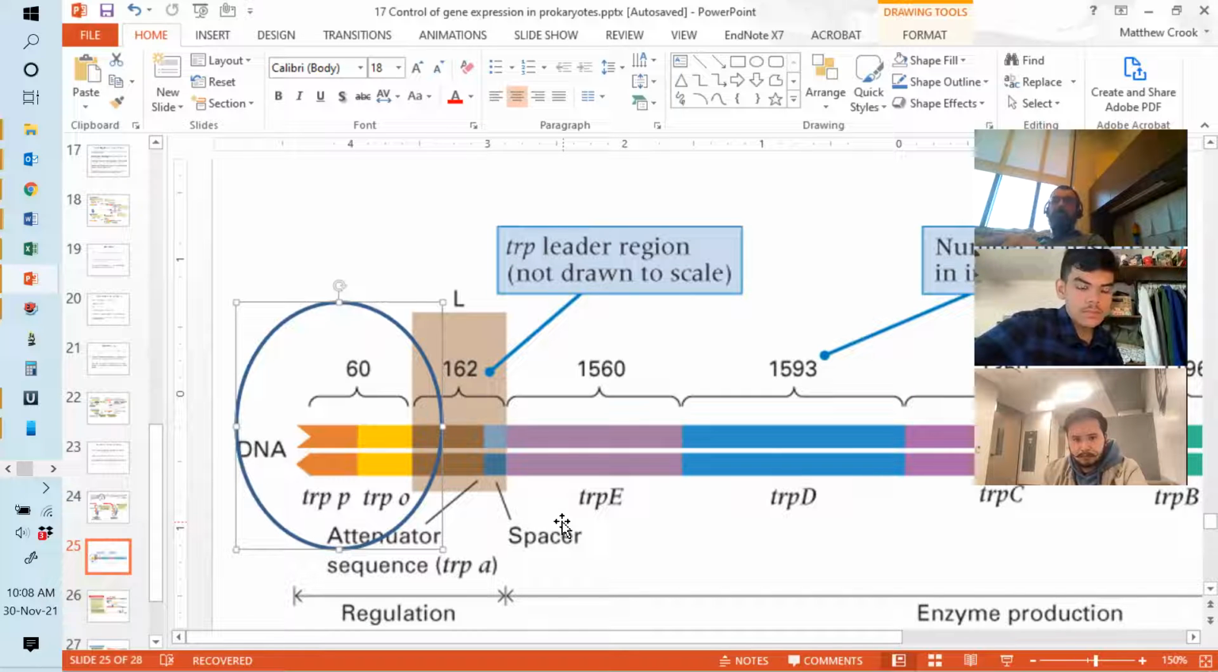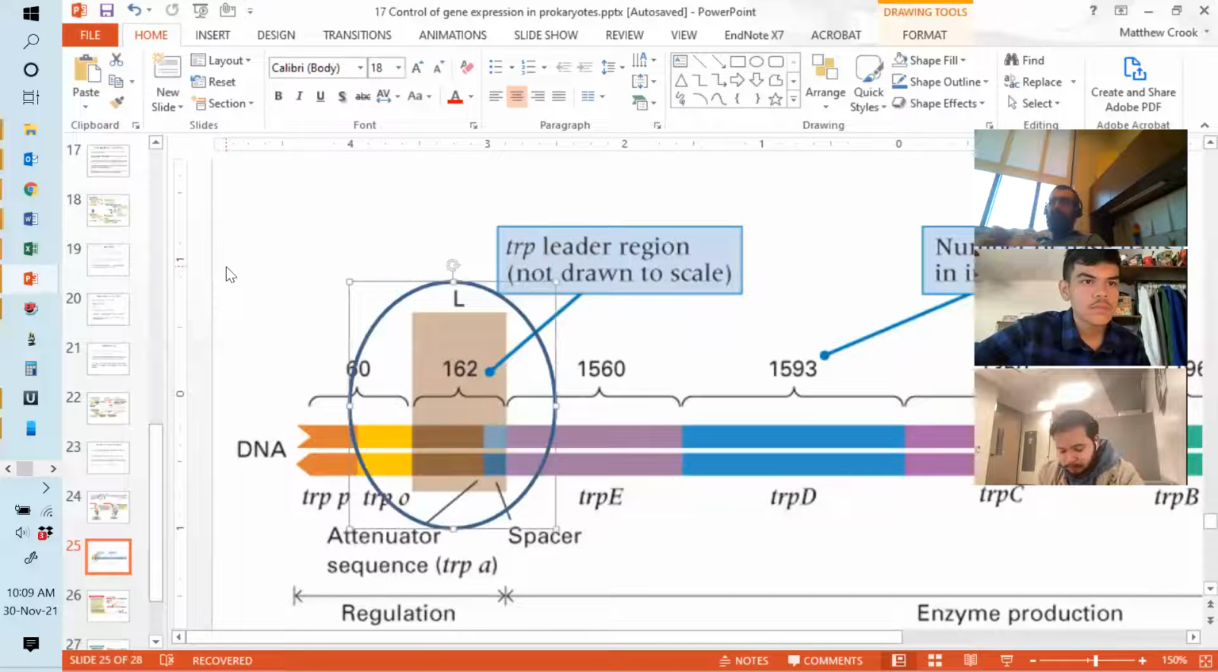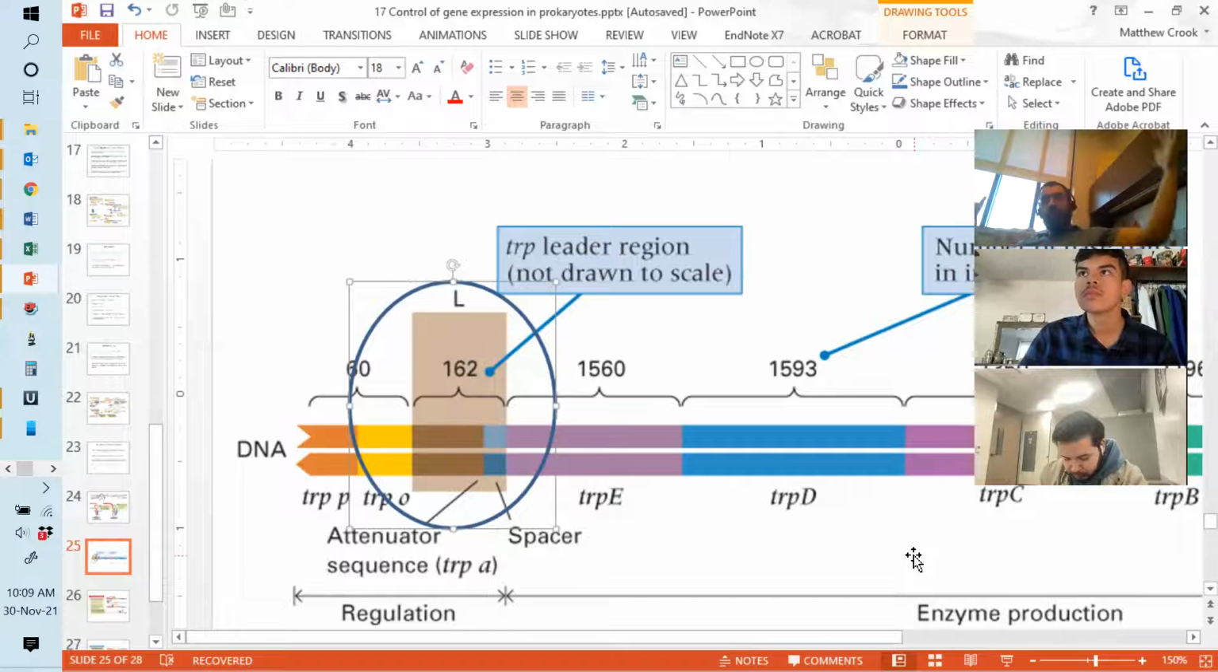What gets transcribed first? TRPL? Right, and L stands for leader region. So the leader region is transcribed first. It's part of the polycistronic mRNA that will contain E, D, C, B, and A. So it's part of the one big mRNA that contains all of this, but it's made first. Right? So that will make sense.